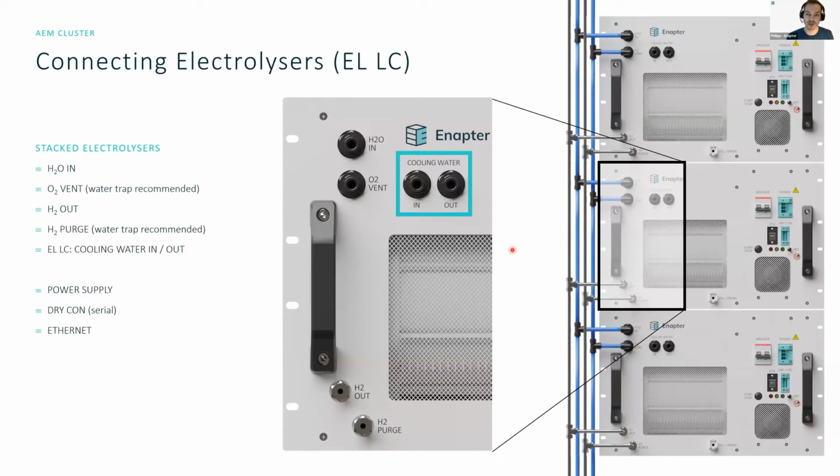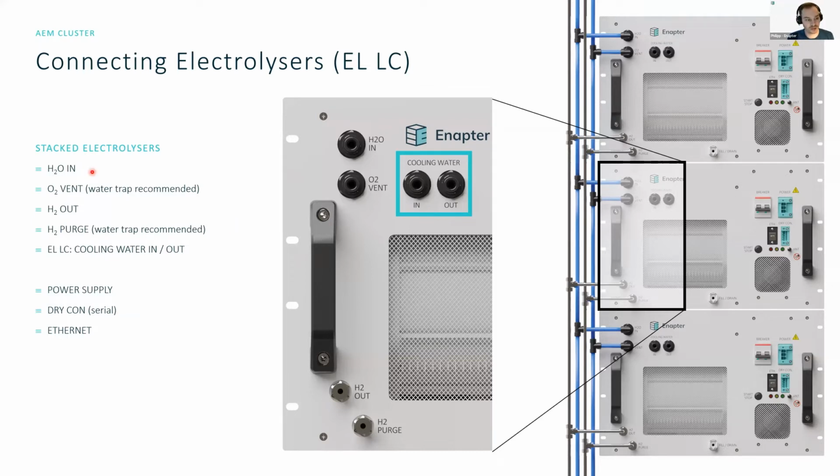Now, let's talk a little bit again about the interfaces. Max also mentioned that in detail, so I don't want to repeat everything, but just as a quick repetition for those who could not join earlier. So we have different interfaces in the electrolyzer. In this case, you can see the liquid-cooled version, which has these 2 additional cooling water in and outlets.